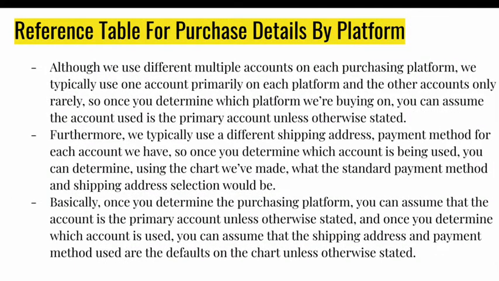So this slide explains that we use multiple accounts, like I just mentioned, but also that we typically always have a unique shipping address linked to the account username. And also we typically have a unique payment method linked to each account. So for example, if we had two eBay accounts under two different usernames, eBay account A would go with shipping address A and payment method A, and eBay account B would go with shipping address B and payment method B.